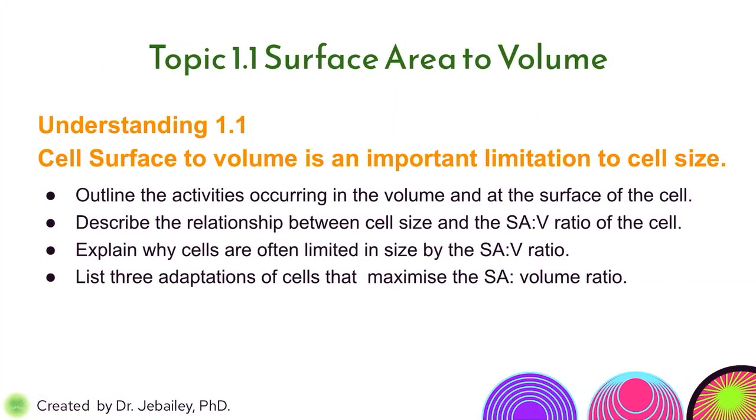So we have one understanding for this topic of surface area to volume, which is cell surface to volume is an important limitation to cell size. We're going to understand what it means that it's an important limitation. Through that, we're going to explain the relationship between the cell size with the surface area and volume ratio. We're going to say why the cell has a limited size. What are the adaptations we can use to maximize the surface area to volume ratio? And what exactly is happening in the surface area as well as the volume of the cell. So all of this is in the next slides.